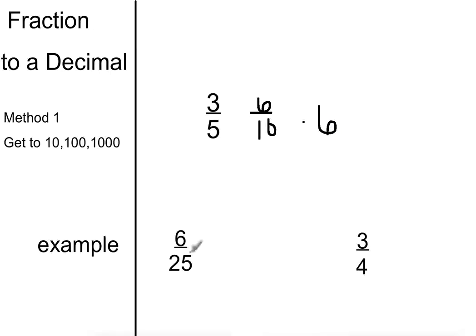So go ahead and try these 2. Well, to get it to 100, because I can't get to 10, I multiply by 4. 4 times 6 is 24, which would then be 24 hundredths. And the last one, I can't get to 10, so I'm going to go to 100. I multiply by 25, so it would be 75 hundredths, which would be 0.75, which is said as 75 hundredths. That's one way to do it.